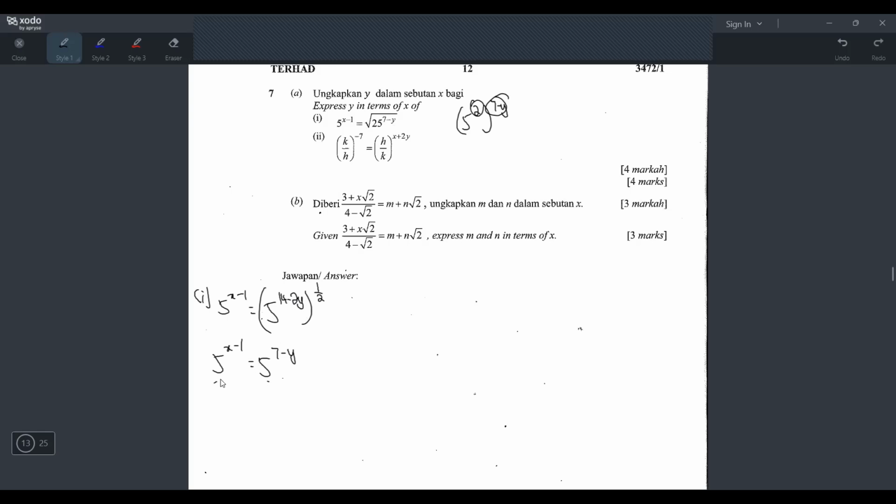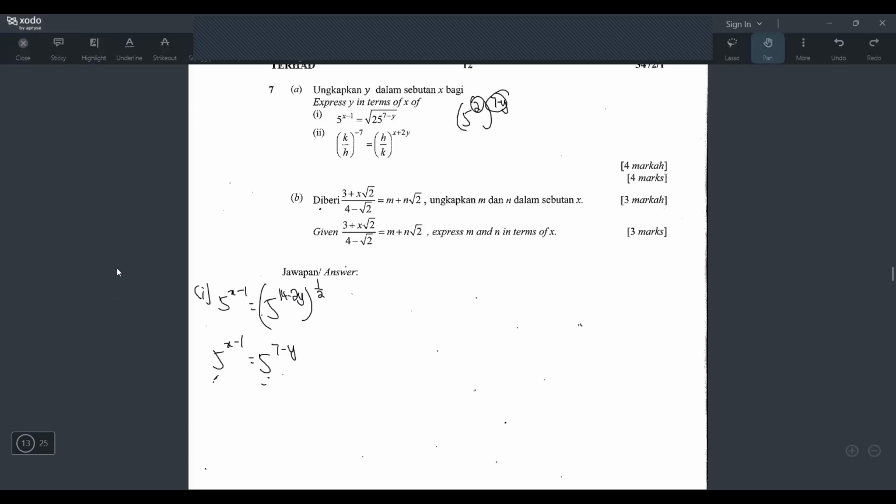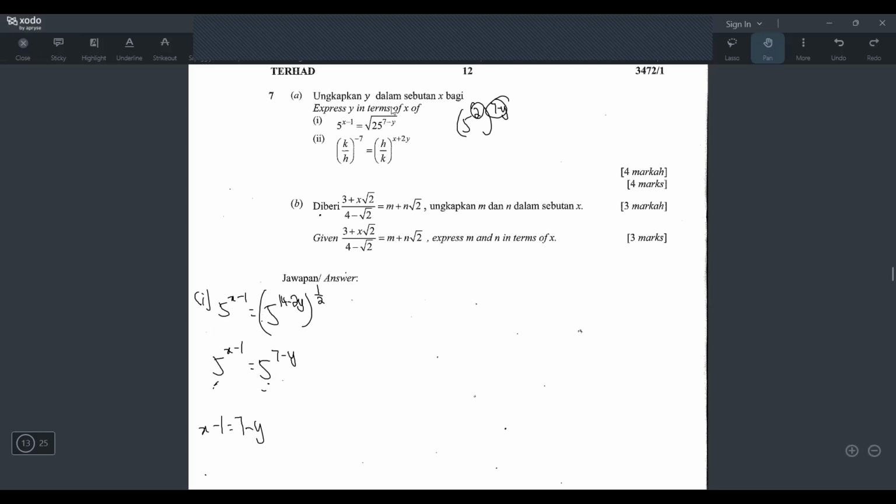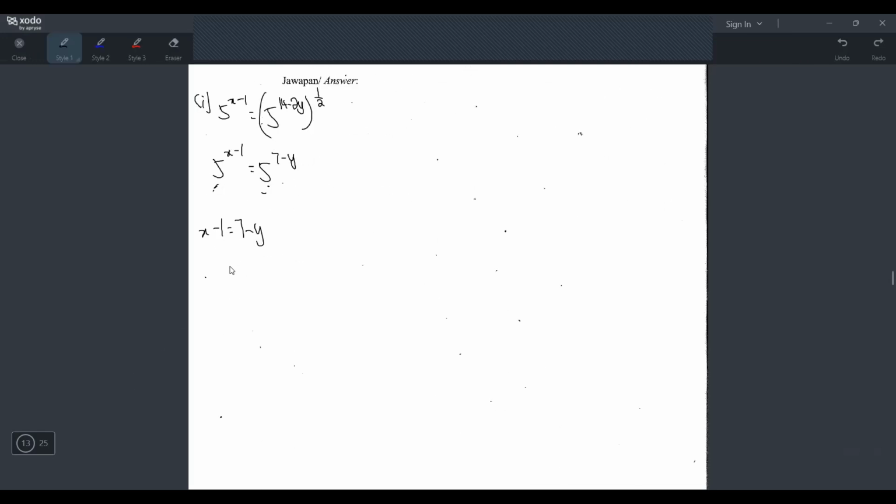And since now they already have the same base on both sides, now we can compare. So when the base is the same, the power should be the same also. So x minus 1 equals 7 minus y. And I think they want y in terms of x, right? So let's make the y single. If I want to make the y single, I will try to make it positive first.